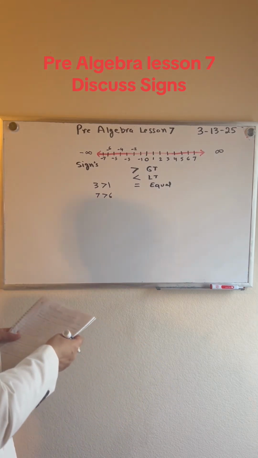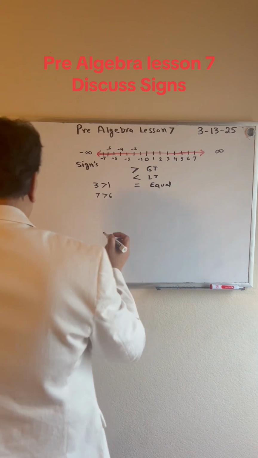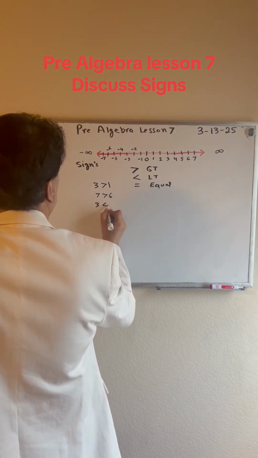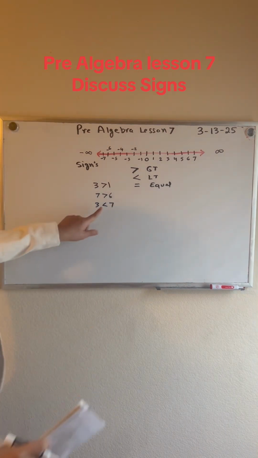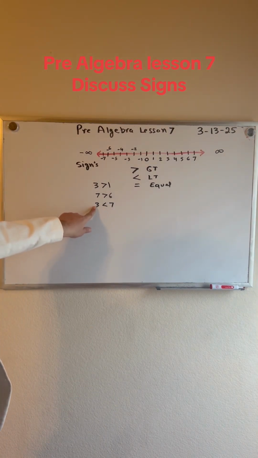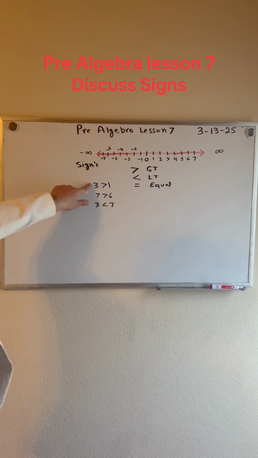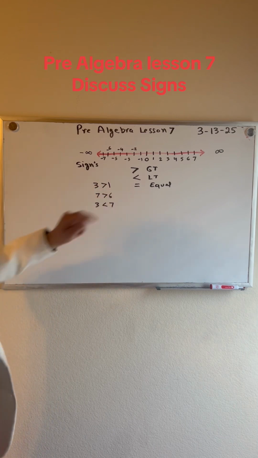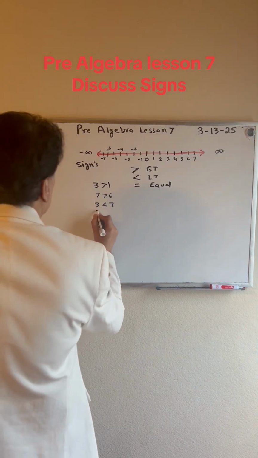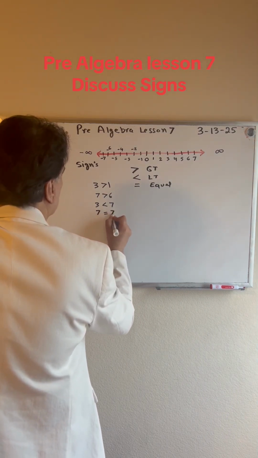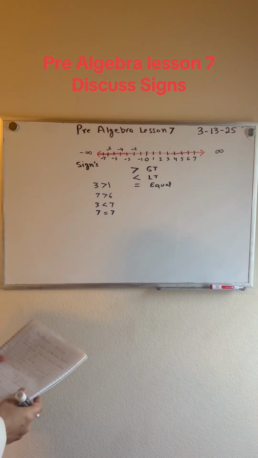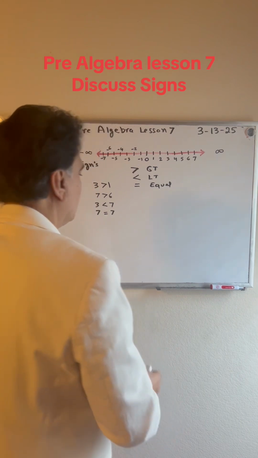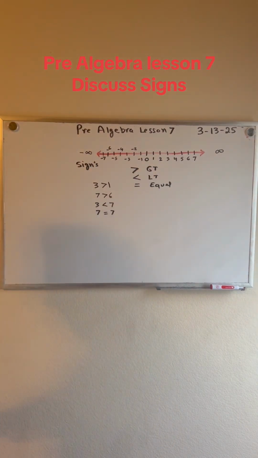So now let's say you have 3 is less than 7. The arrow is always going to point towards the smaller number. In this case, 3 is greater than 1. 7 is greater than 6. 3 is less than 7. 7 is equal to 7, right? So now let's go ahead and do some practice on this using this number line.